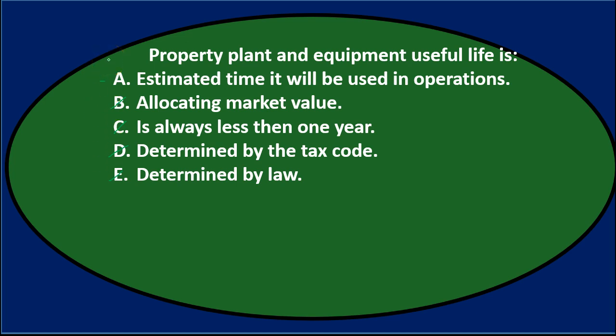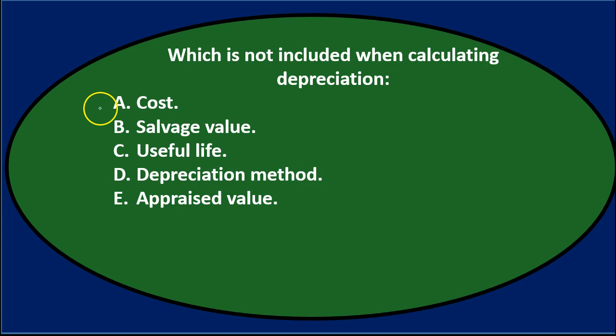Property, plant, and equipment useful life is A. Estimated time it will be used in operations. Next question. Which is not included when calculating depreciation? A. Cost. B. Salvage value. C. Useful life. D. Depreciation method. E. Appraised value. So if we go through these again, which is not included when calculating depreciation?